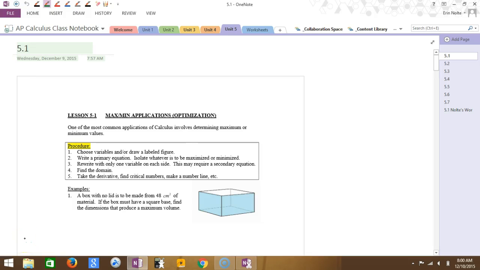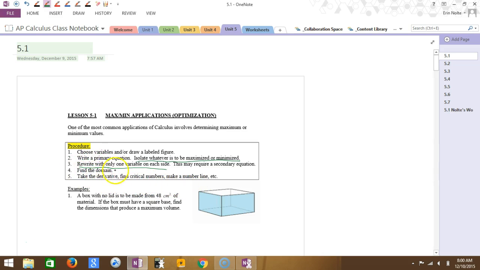Okay, so it is called Max and Min Application. So the idea of this section is that they're going to give you more real-world scenarios of finding maximums and minimums. For the procedures here, you're going to basically come up with the equations, identify your variables, and then you always want to isolate the max or min that you're trying to find. Make sure that you rewrite the equation with only one variable on both sides, and then you basically can derive it to find the critical values and then the number line.